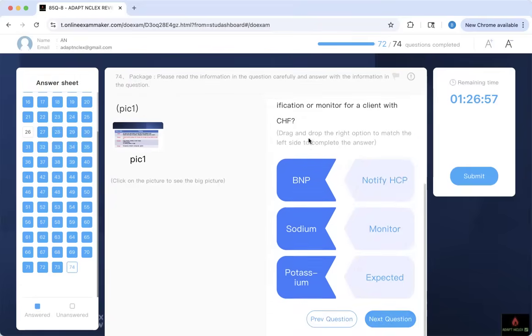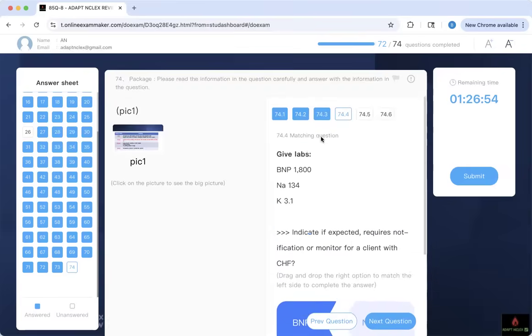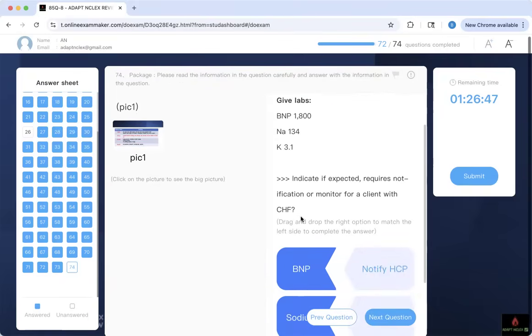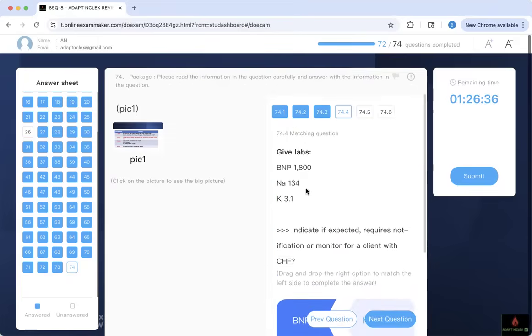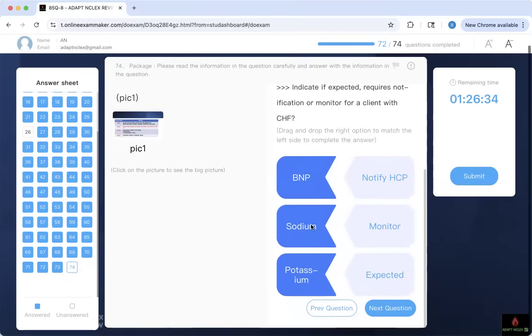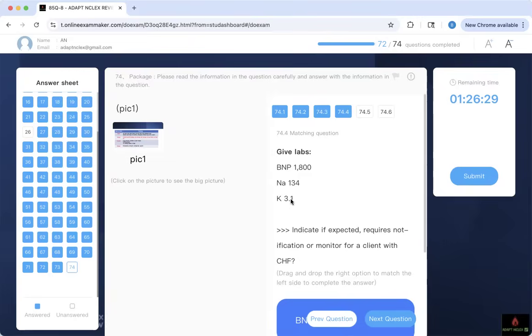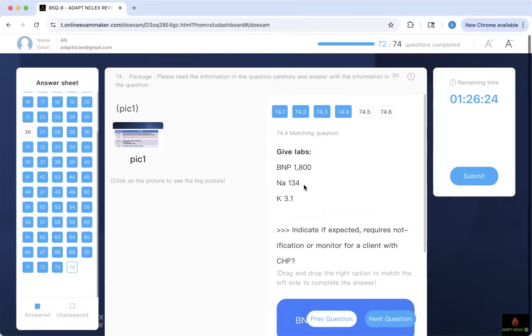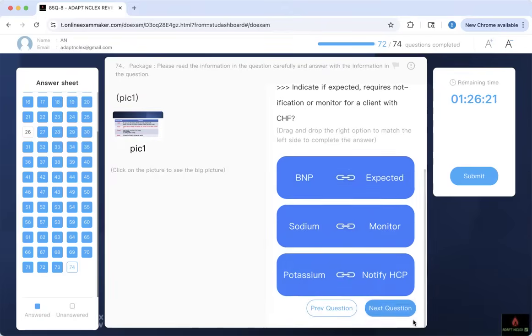Now, what is the next one? Indicate if this is the value. We have a BNP of 1800, sodium 134, potassium 3.1. Those are the lab values. Indicate if this is expected, requires monitoring, or notify the provider. A BNP of 1800 is an expected finding in CHF. A sodium of 134, we just need to monitor it. And a potassium of 3.1, we should let the doctor know.